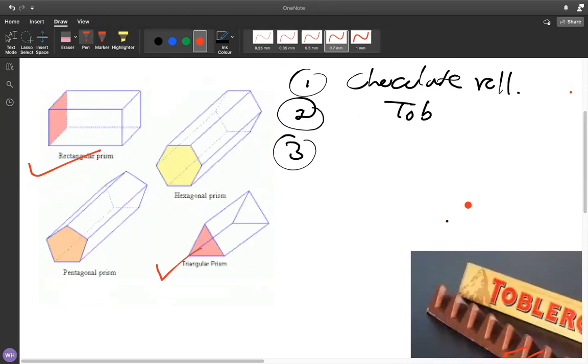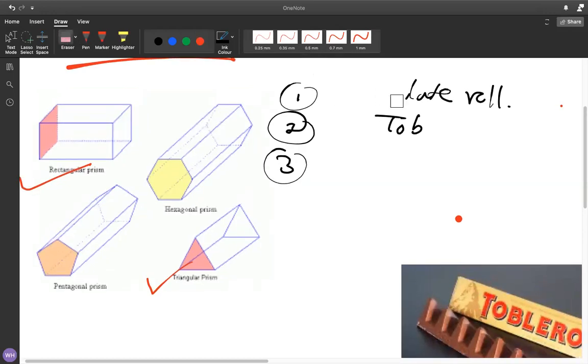A prism is a solid which is composed of the following properties.